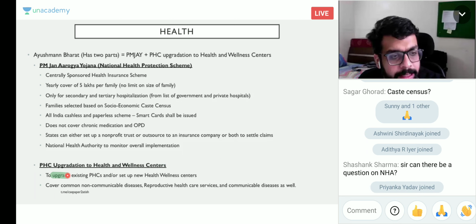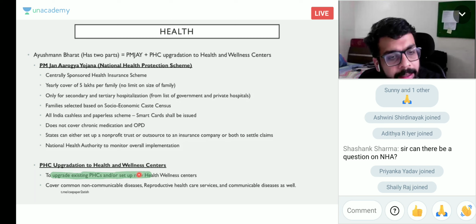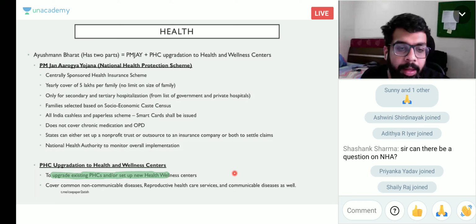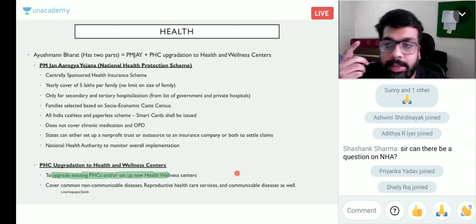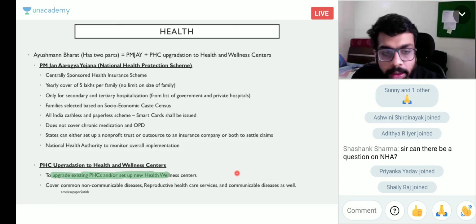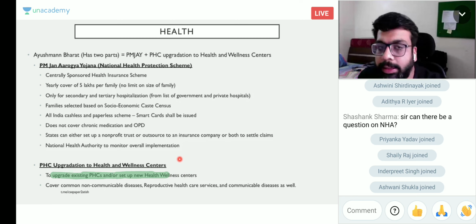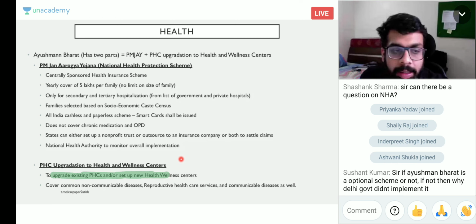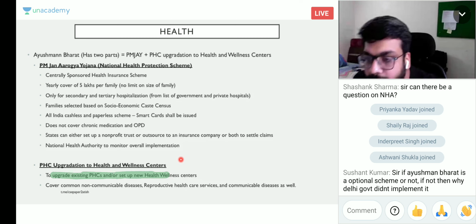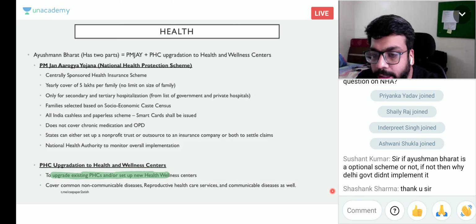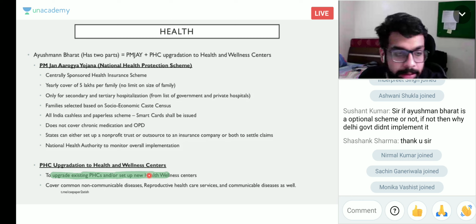So, the primary objective is to upgrade existing primary healthcare centers, or add them up and upgrade them into health and wellness centers. This basically means either a new wellness center or upgrade the existing one into a health and wellness center. The only question, Shashank, you will get is, what does the National Health Authority do? It monitors or it implements the Ayushman Bharat program by coordinating between the center and the states. Because, Sushant, health is in the state list, the governments can decide not to do this.